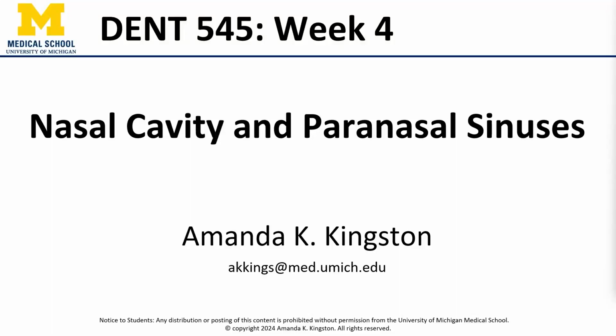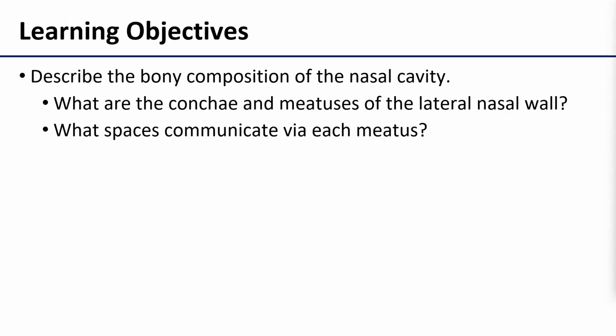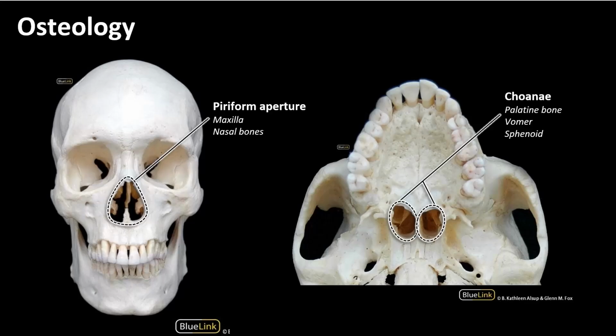Hey, this is Dr. Kingston, and we're going to talk about the nasal cavity and paranasal sinuses. Our objectives here are to describe the bony composition of the nasal cavity, and that means we will be talking about what the conchae and their associated meatuses on the lateral wall are, and we'll talk about which spaces communicate with the nasal cavity.